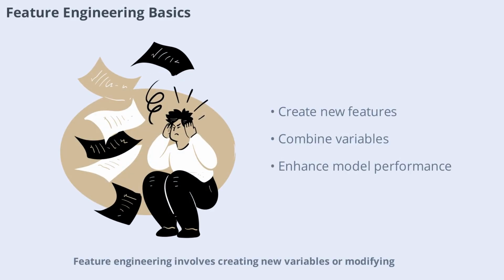Feature engineering involves creating new variables or modifying existing ones to improve the performance of your models. This can include combining features, extracting useful information, or transforming variables to highlight important patterns. Effective feature engineering requires domain knowledge and creativity, as it can significantly enhance the predictive power of your models. It's an iterative process that often leads to better insights and results.